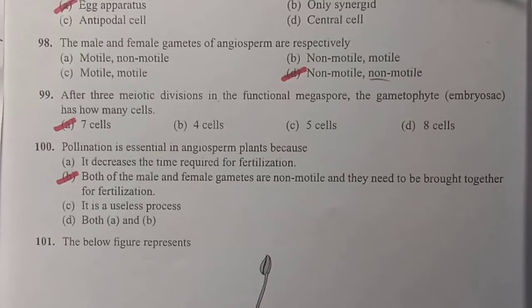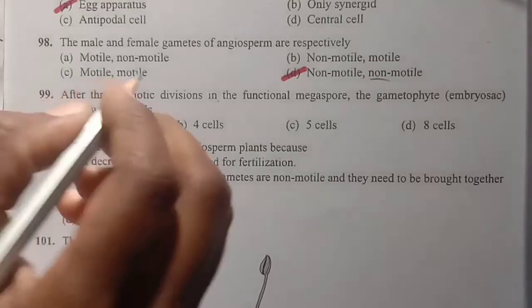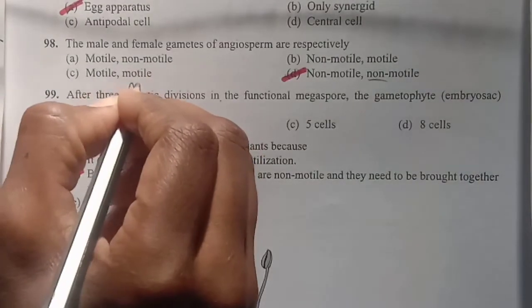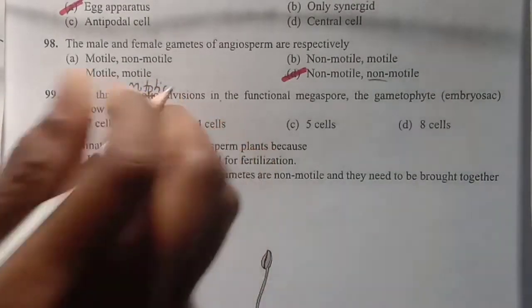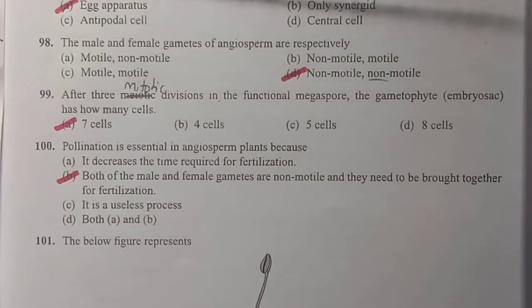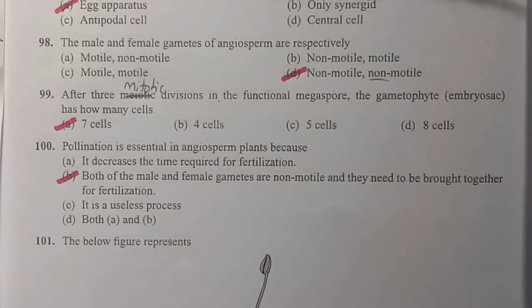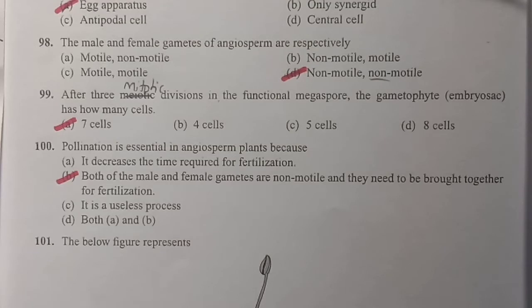Next, after 3 meiotic divisions in the functional megaspore, the gametophyte embryo sac has how many cells? Actually here they are not meiotic divisions. After 3 mitotic divisions in the functional megaspore, the embryo sac has 7 cells. Already we discussed it comprises 7 cells: 3 antipodal cells at the chalazal end, 3 cells at the micropylar end called the egg apparatus, and the 1 central cell. Altogether it is 7 cells.